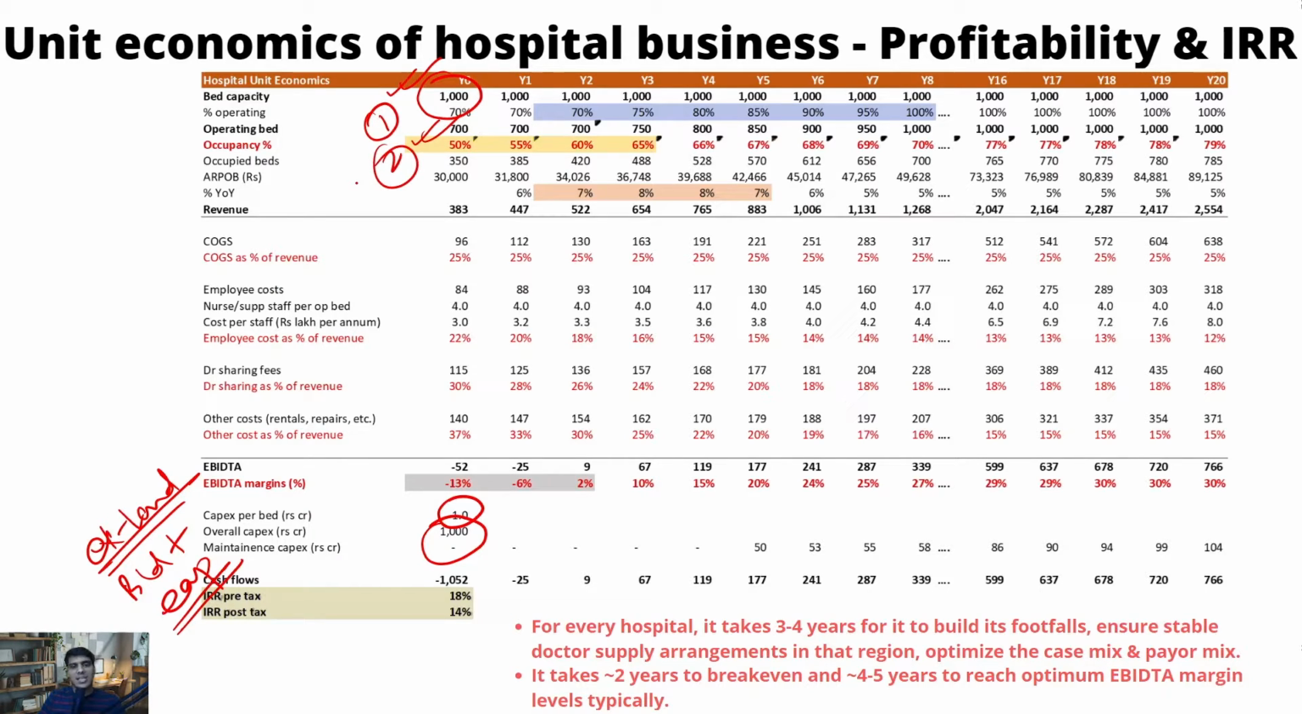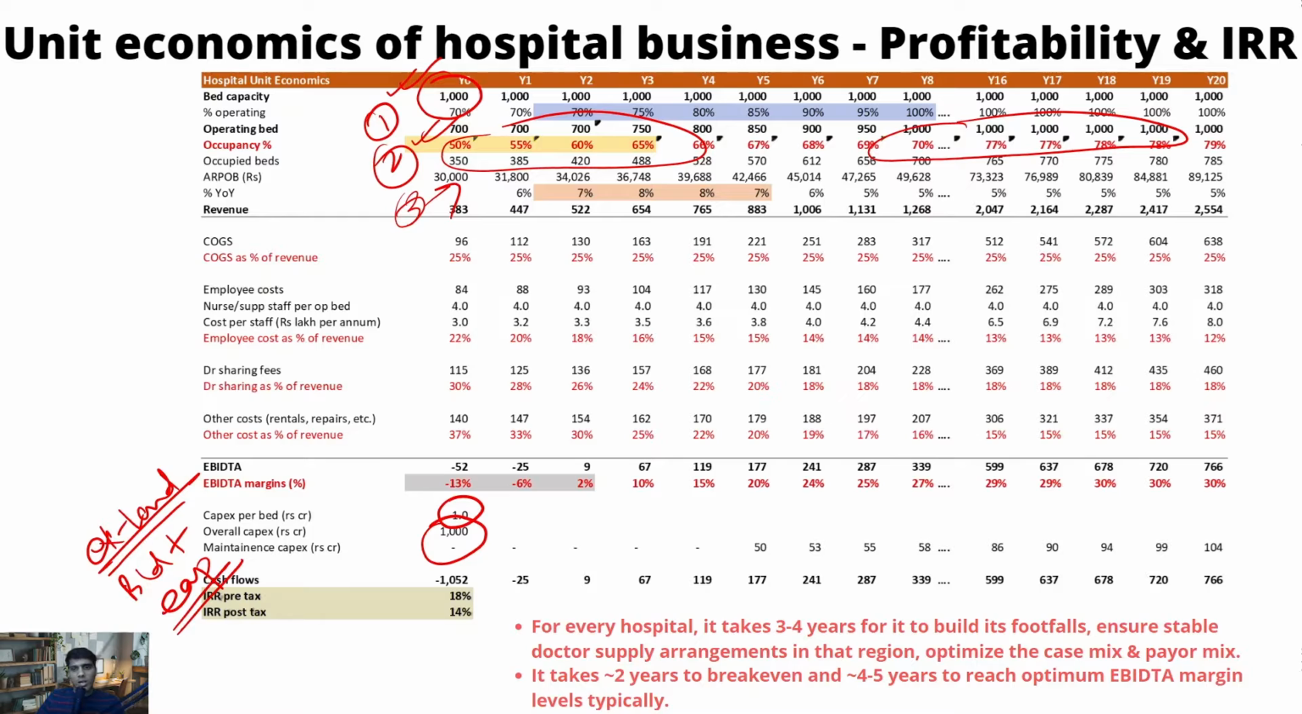Second, as we discussed that initial year your occupancy will be low. It takes time to build the trust, build the doctor engagement model. So your initial year occupancies would be more around 50 to 60%, 65%. But later on, as you set that particular brand, then your occupancies improve to 70-75% levels. So that's the second point. Third point is your ARPOB.